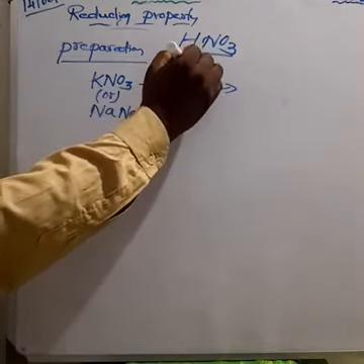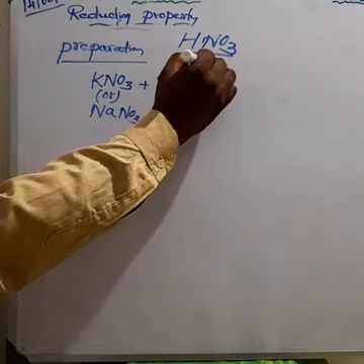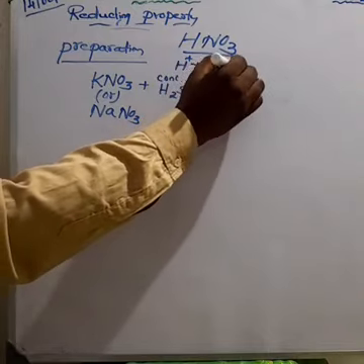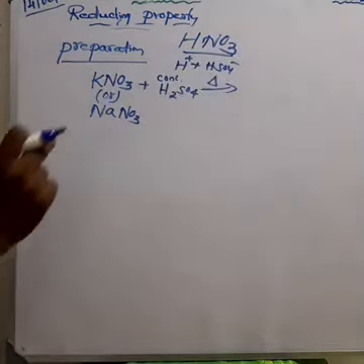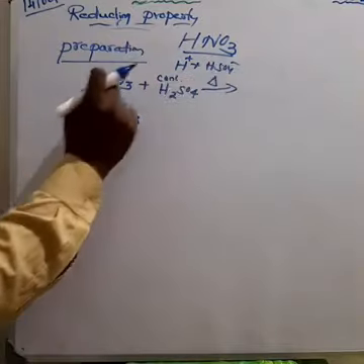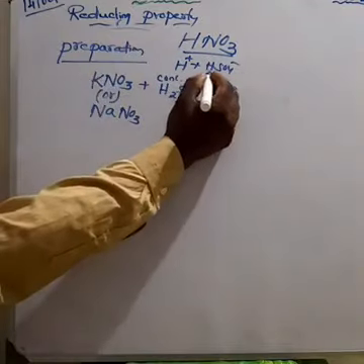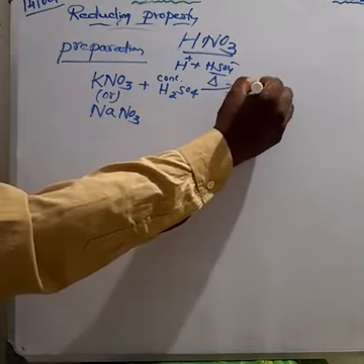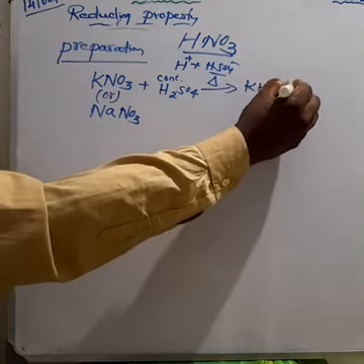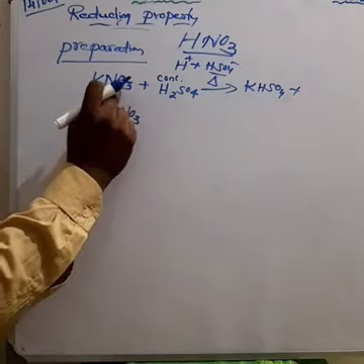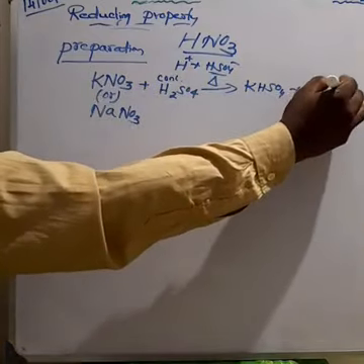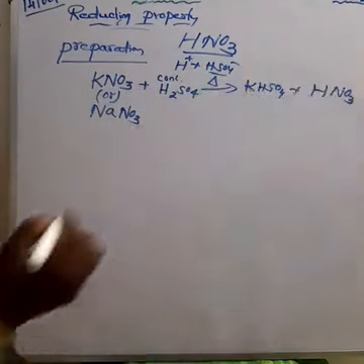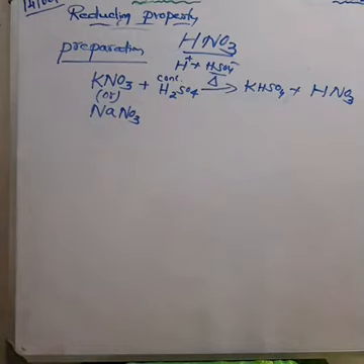Sulfuric acid is split up into H+ and HSO4 minus. Am I right? So the potassium K combines with HSO4 minus, we get KHSO4, and hydrogen combines with NO3 to form nitric acid. This is our first method.